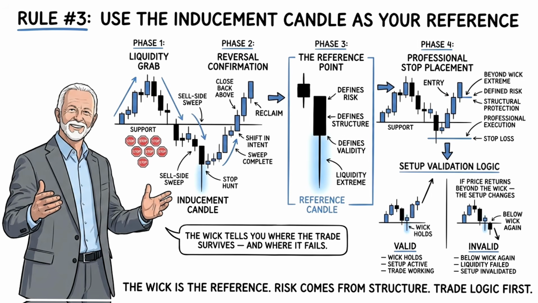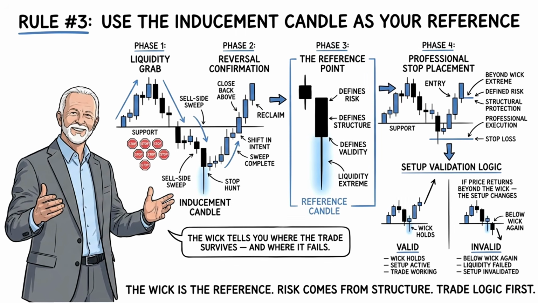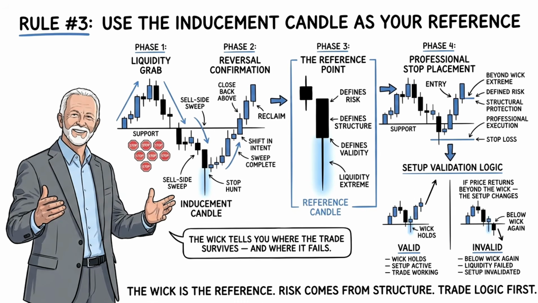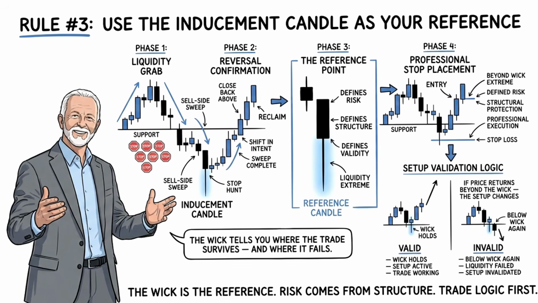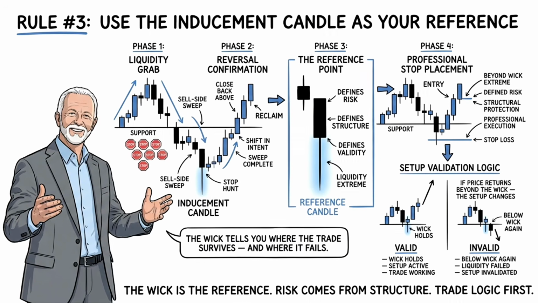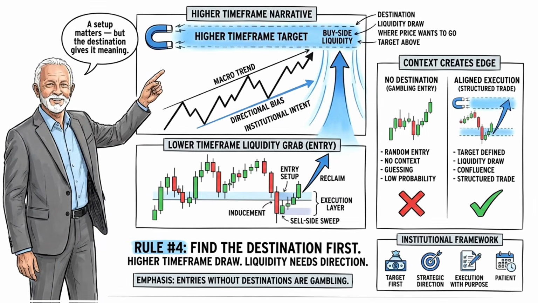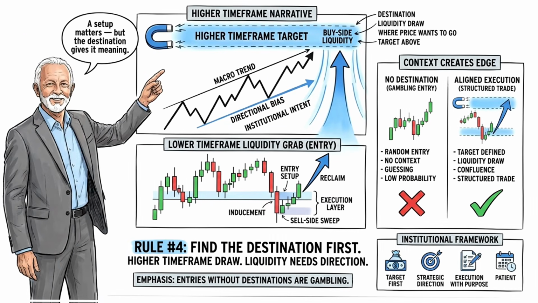Rule number 3, use the inducement candle as your reference point. Once a liquidity grab occurs and you see a reversal forming, the inducement candle itself becomes your reference point. Your stop goes just beyond the extreme of that wick, because if price goes back below that wick, the setup is invalid.